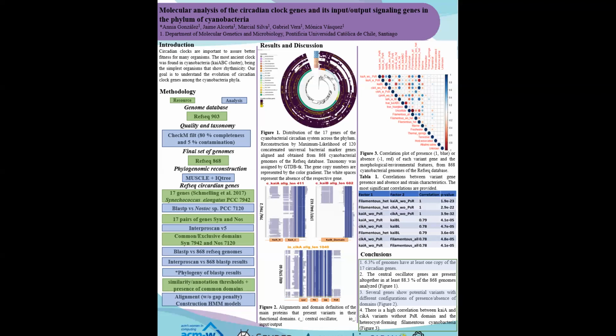Then we determined whether there was a relationship between these variants, the cell phenotype, and the environment to clarify the distribution and evolution of the circadian genes. For this, we constructed this correlation matrix. Figure 3 and the correlation values in Table 1 show that there is a high correlation between KaiA and the SigA protein that doesn't present the PSR domain with filamentous cyanobacteria. On the other hand, it is also observed that the presence of the ChiB variant with its long N-terminal domain is highly correlated with both KaiA and SigA without the PSR domain and with the heterocyst-forming filamentous cyanobacteria.